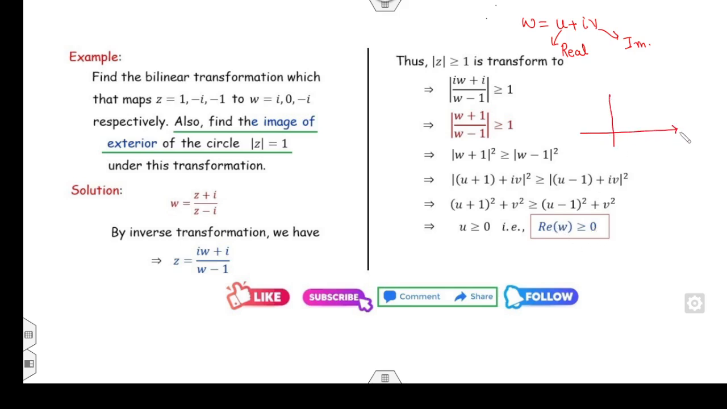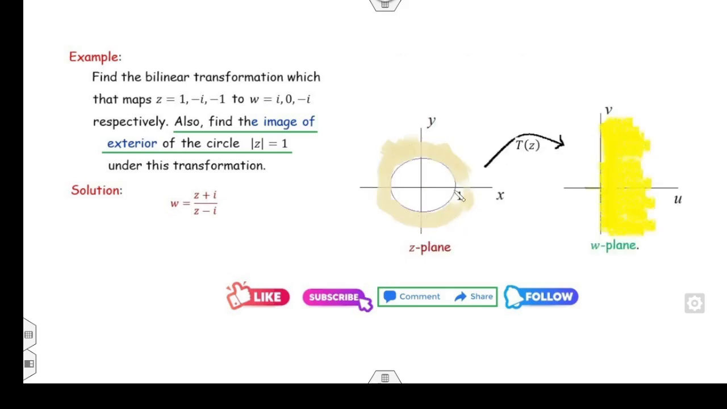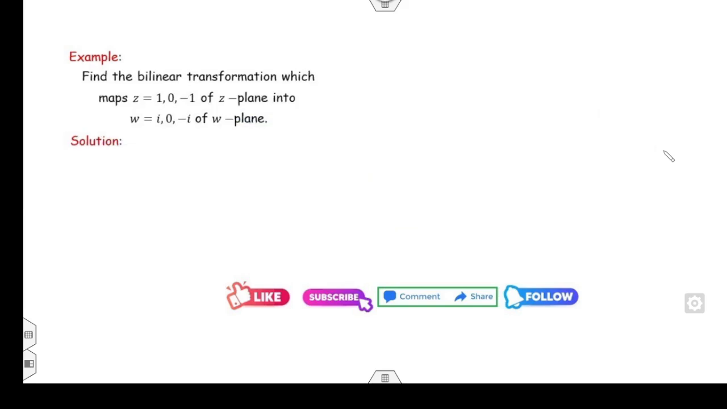So if you draw the graph, this is my u, this is my v. So what is the real component whenever u is greater than 0? That means it lies in the first and the fourth quadrant. So that is the image of the transformation: whenever you have the circle, the outside of the circle maps onto the right hand side of the v-axis.